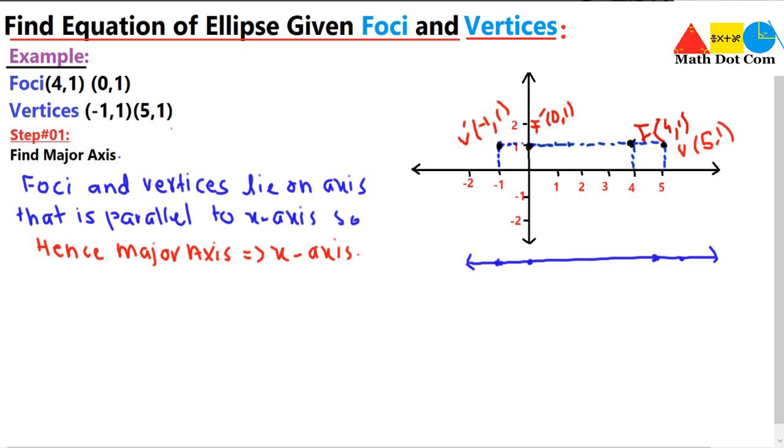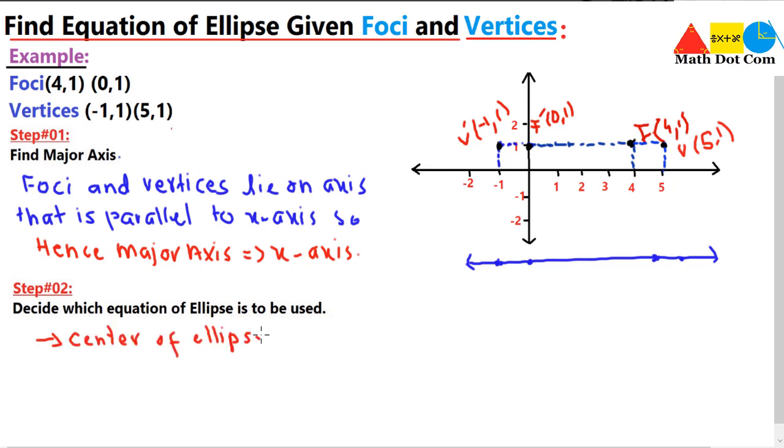Then we move towards step number 2. Step 2 is we have to decide which equation of the ellipse is to be used. The equation of the ellipse depends on the major axis, and it also depends on the center of the ellipse. So we have to consider two things here: the center of the ellipse and the major axis. Based on these two things we have to find the equation of the ellipse.